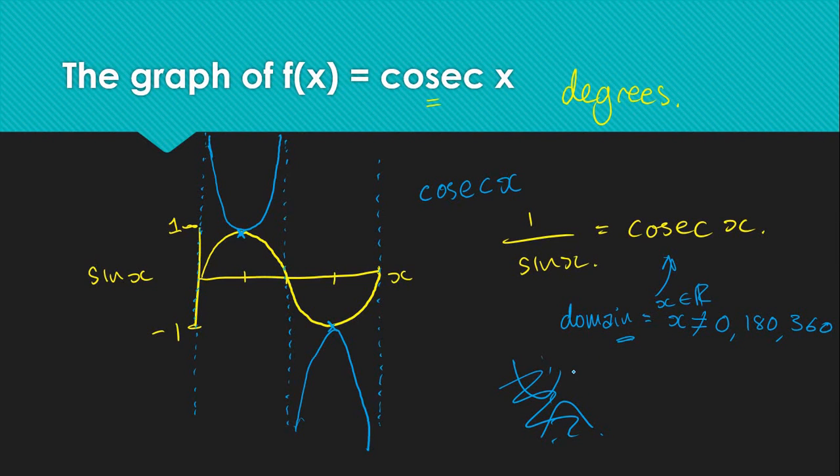For the range, there are two separate regions. You've got one that goes up like that and one that goes down like that, so if we call this f of x equals cosec x, f of x has got to be greater than or equal to 1, or f of x has got to be less than or equal to negative 1. And of course you could use set notation for that, the U-shaped union notation, if you're ever asked to. But there's your domain and your range for it.